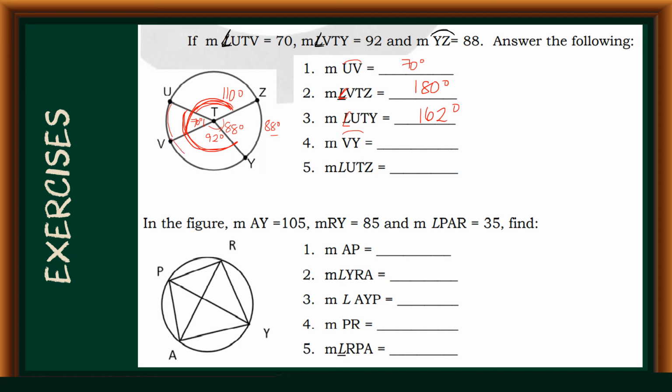Arc VY. Okay, this one. If this is 92, that means this is also 92. No? The measurement of the central angle is equal to the measurement of its intercepted arc. Next, number 5. Angle UTZ. UTZ. Ito. Nasagot na pala natin kanina. 110.